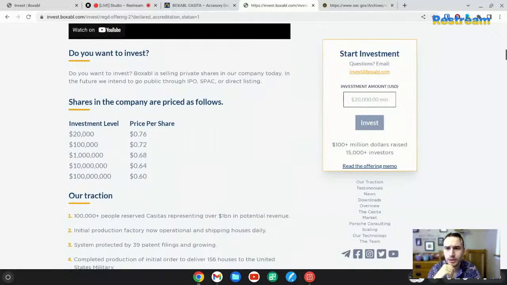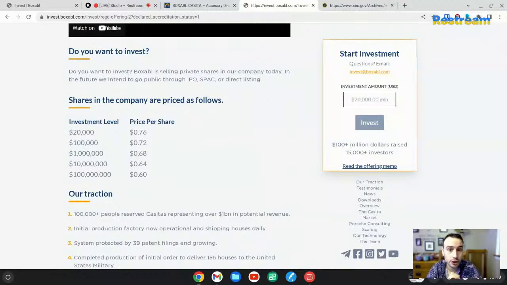Do you want to invest? Boxable is selling private shares of our company today. In the future, we intend to go public through an IPO, SPAC, or direct listing. Shares in the company are priced as follows. Okay, so you get discounts depending on how much you're investing.